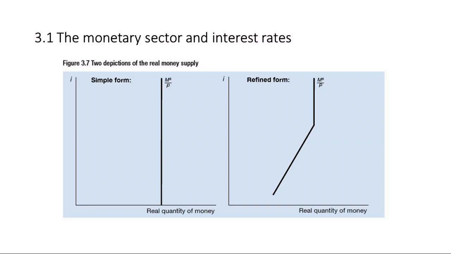On the right-hand side, we have the more refined form, where there's a positive upward slope over a certain range of interest rates, and after that, it turns vertical, and there's a fixed quantity of money available in this economy. Typically, we'll be using the simple form throughout the examples that we use in this course.